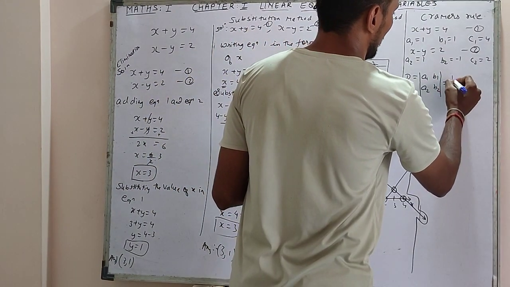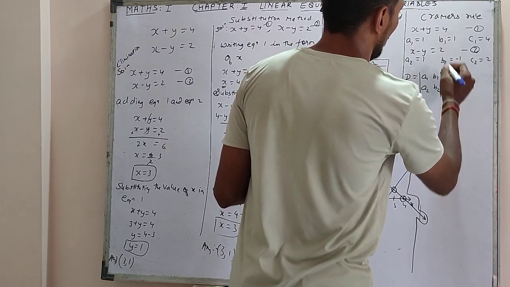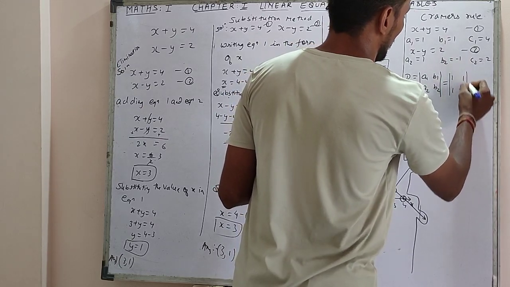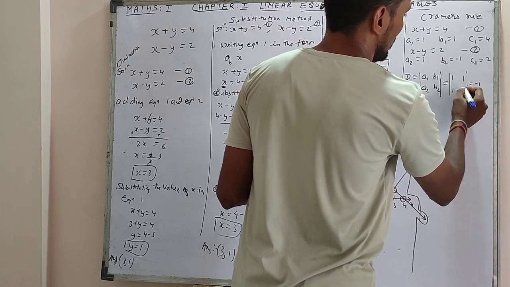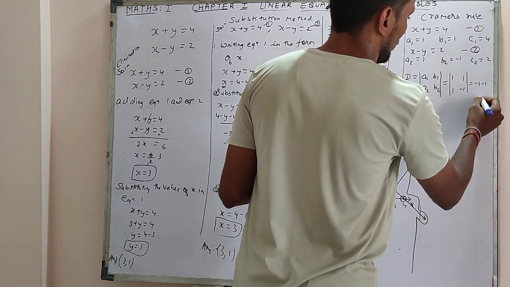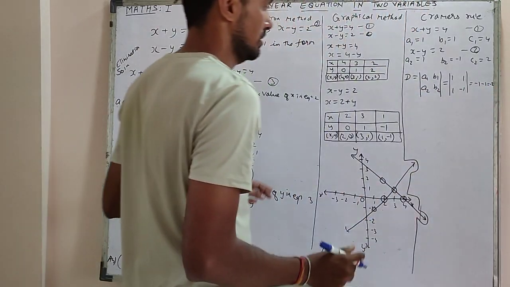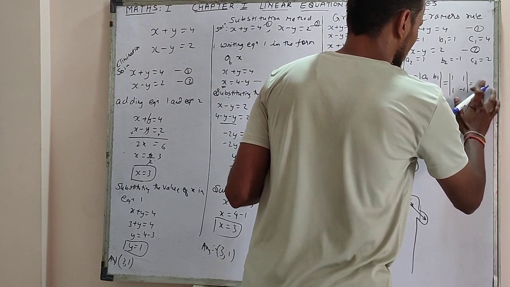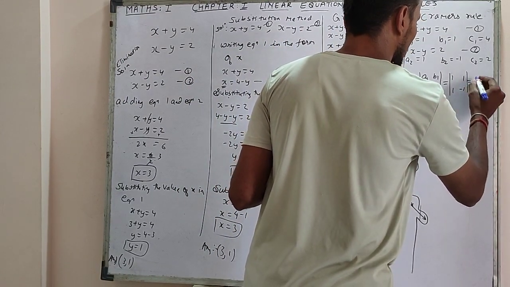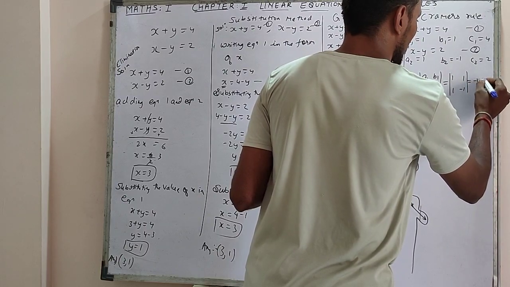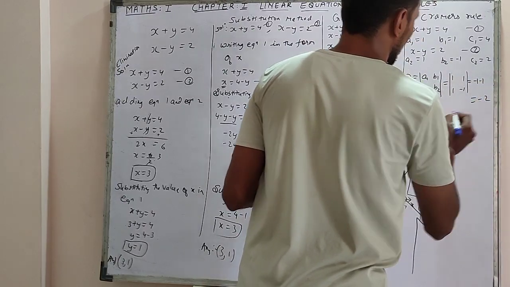So what is A1 here? It is 1. A2 here is 1. B1 is 1. B2 is minus 1. 1 into minus 1 will be minus 1, and here it is minus 1 times 1, that will become minus 2. I hope this is visible to you, since I have not got the space; next time I will get good space. Minus 1 minus 1, that is equal to minus 2.